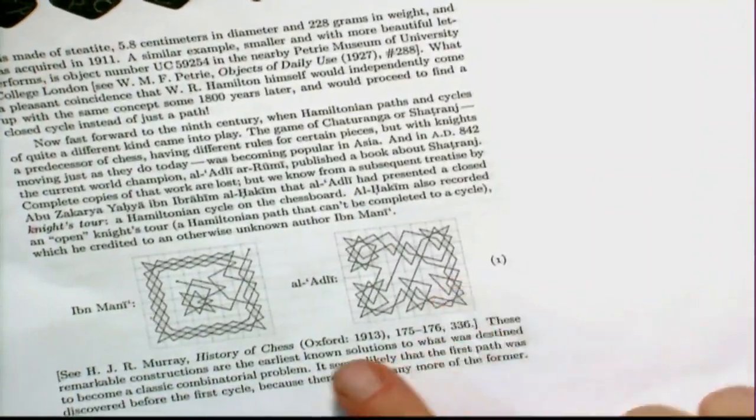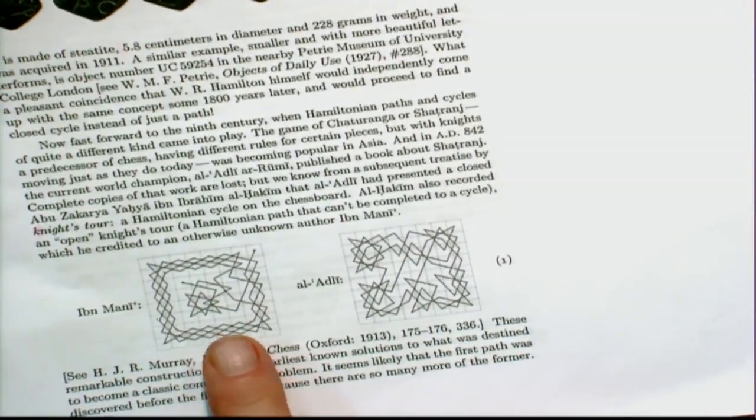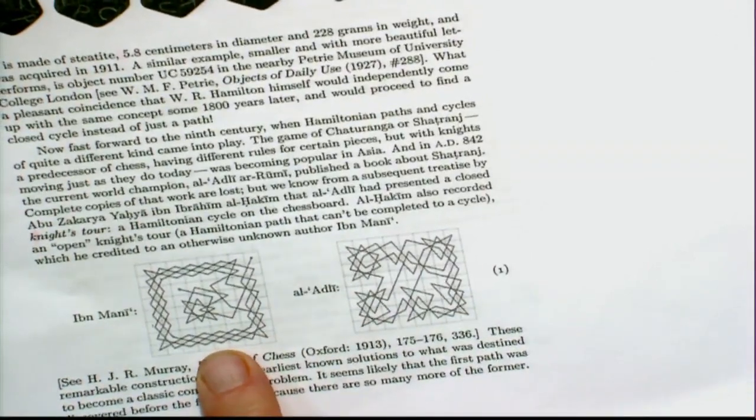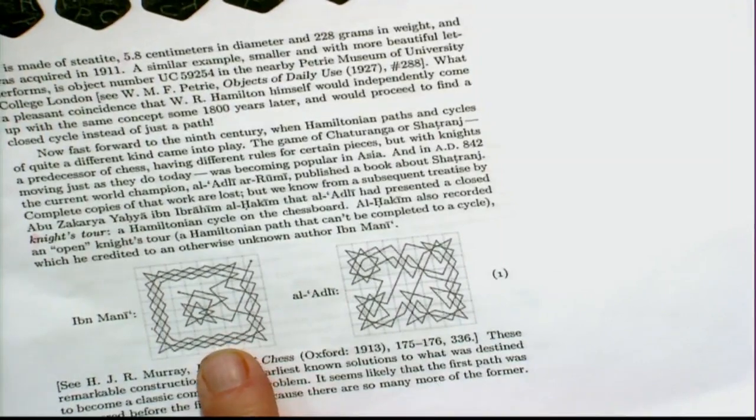So these are the earliest known examples of knight's tours, and this one is dated 842. This one we don't really know, except there's good reason to think that this one was invented before the other, because it's much easier to come up with, and there are tens of thousands more knight's paths than knight's tours.